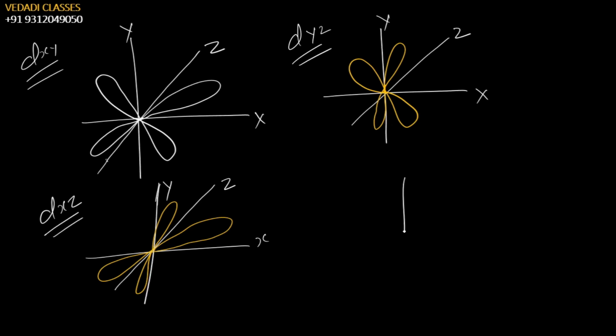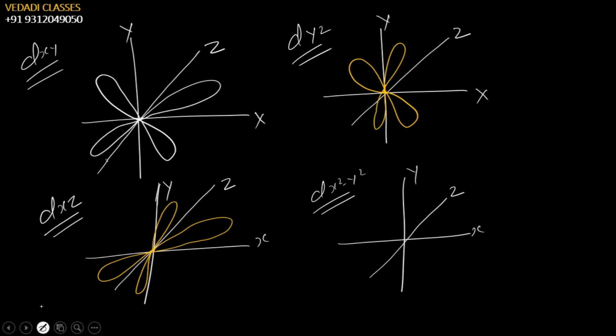Now the next one, this is the x, y, z. Now this time, dx square y square. So this is what I told you. This will form at the axis. So we have two dumbbells formed at the x axis and the y axis: one dumbbell will form at the x axis, the other dumbbell will form at the y axis. So this is dx square y square.